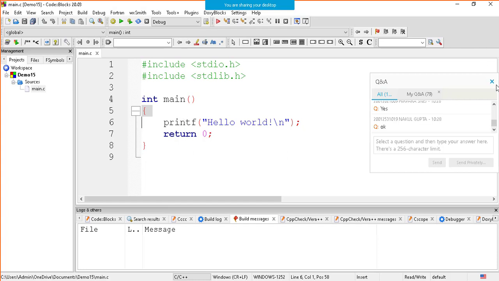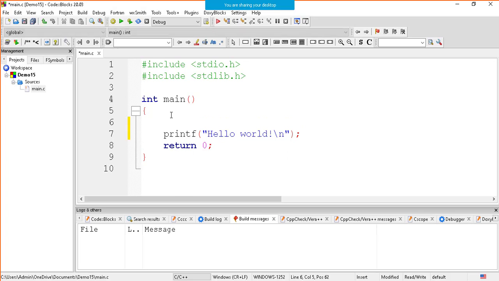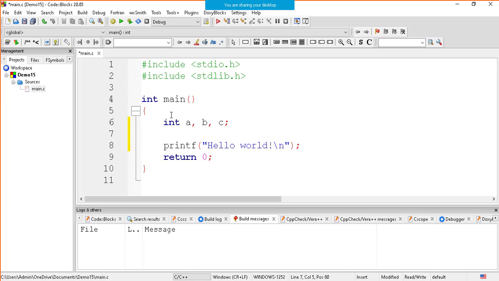Great. So now I'm not looking at the Q&A again. I am going back to teaching what I was supposed to. Let me take the same example. Let's say int a, b, c. We have these three variables, and as we discussed, let's say a is equal to 5, right?